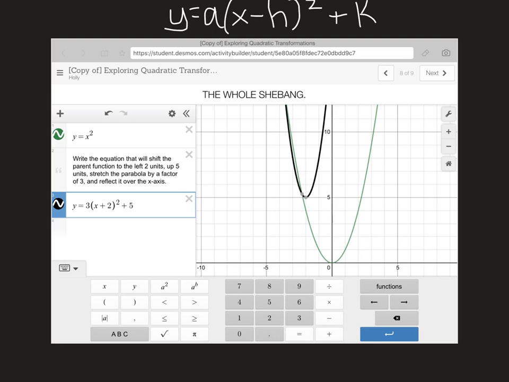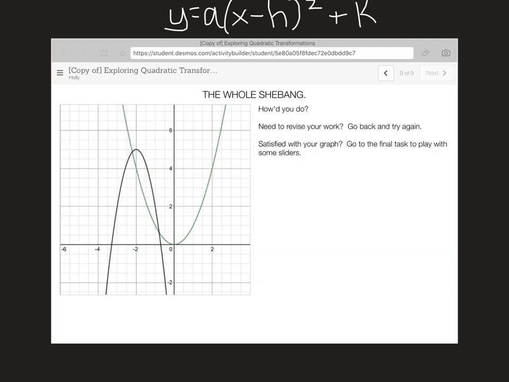And then it is also reflected. So that means it's not just 3. It should be negative 3 to cause it to reflect. So that should take care of all 4 of those transformations. And we can look here on the next screen, and it does match. If it didn't match, you would see another line where ours should be.